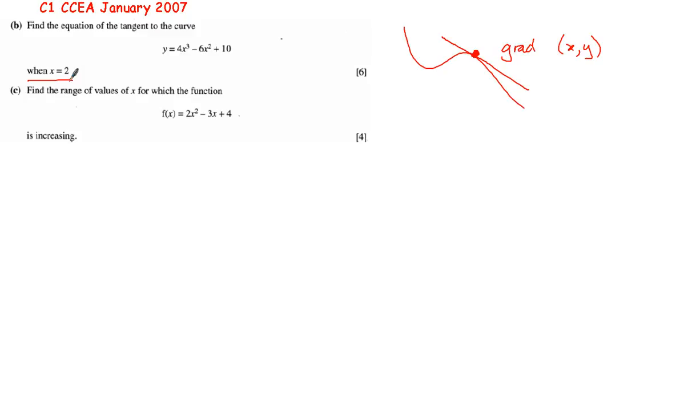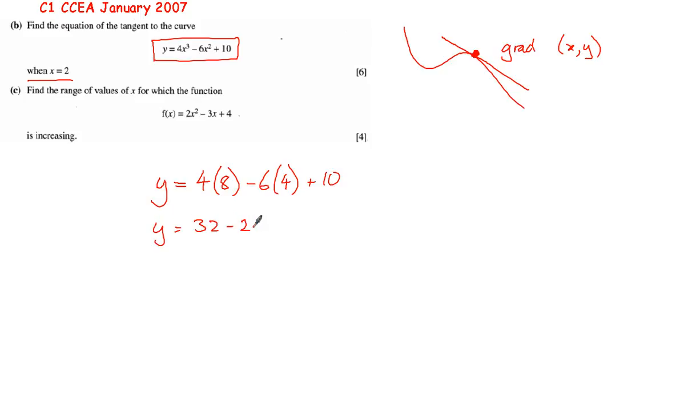We know x is 2. Well, if x is 2, y is equal to whatever we get when we put 2 into this equation. That's 4 times 2 cubed, which is 32, minus 6 times 2 squared, plus 10. So y equals 32, take 24 plus 10, y is equal to 18. And so the coordinate that we're going to use is x is 2, y is 18.